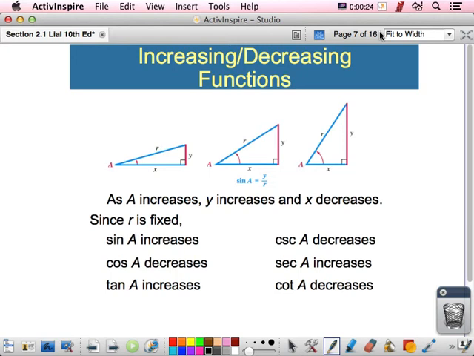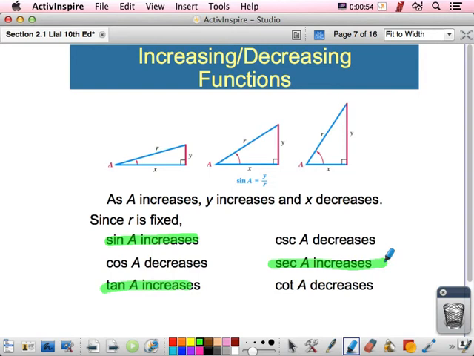Now, what they talk about is as the angle increases. So as an angle goes from 0 to 90, they want to know which trig functions are getting bigger and which trig functions are getting smaller. We say that they are increasing if they're getting bigger. So as the angle gets bigger, sine, tangent, and secant are bigger.